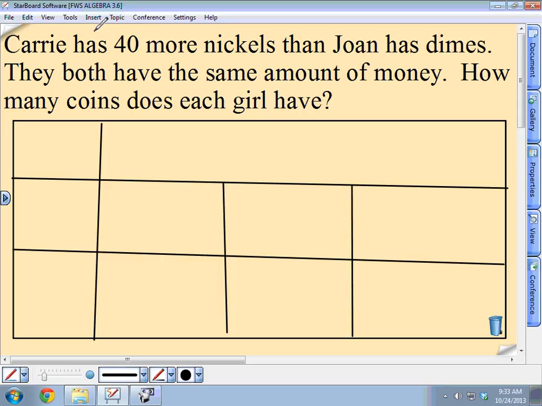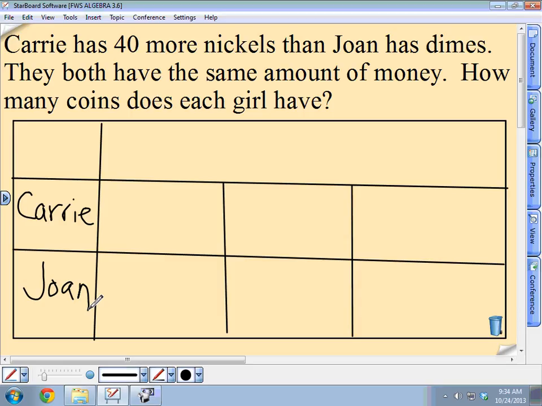Joan and Carrie. A couple of girls, right? We have Carrie. And we have, who did you say? Joan. Okay. Good. We have Joan and Carrie. Now notice here, what do we have? It talks about money, so it talks about coins. And notice that the coins are different. So coins have different values. Some coins are worth 1 cent, and some coins are worth 25 cents, and some are worth 10 cents.